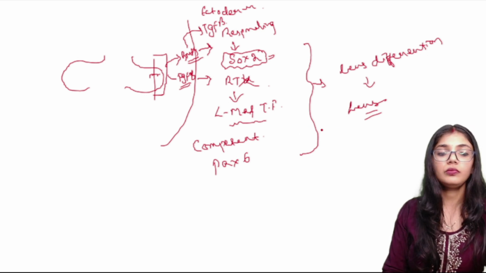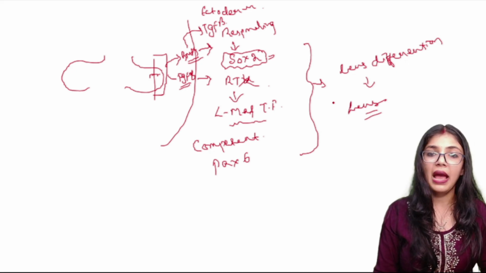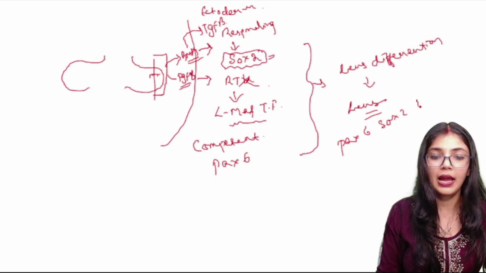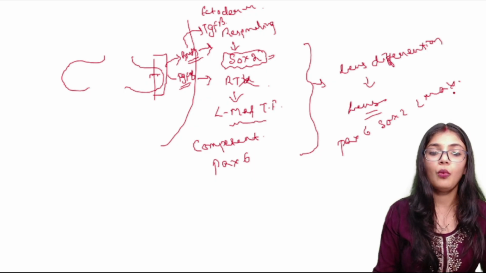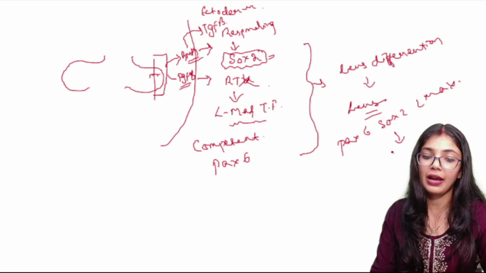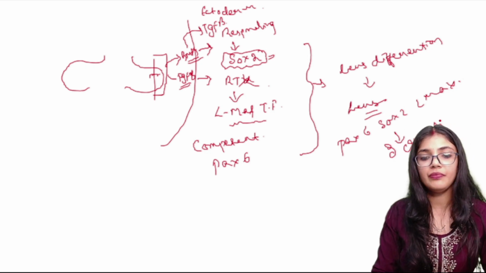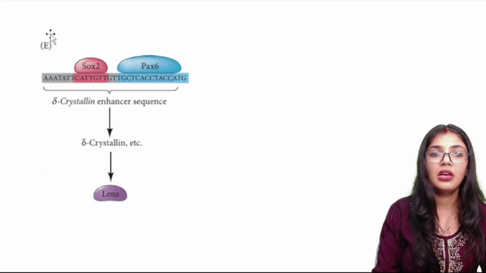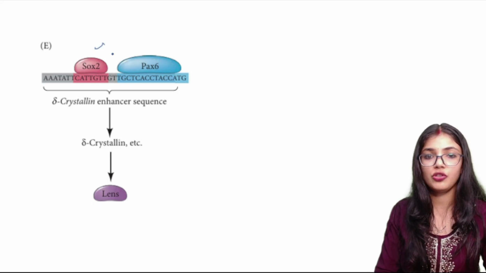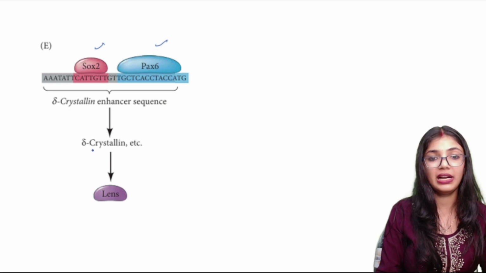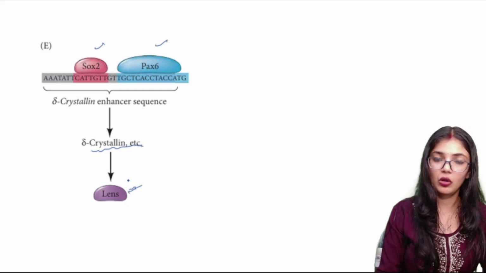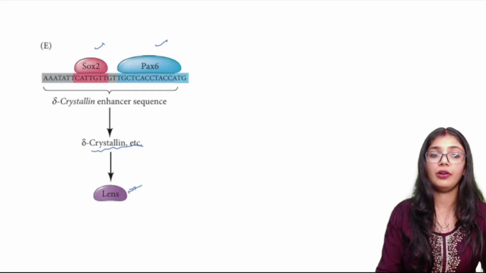What happens in this case? PAX6, SOX2 and L-MAF will form another factor known as delta crystallin, which will help in the production of the lens. We can see here with the help of this diagram that SOX2 and PAX6 will help in formation of the delta crystallin gene, which will help in the formation of the lens. This is how it takes place.